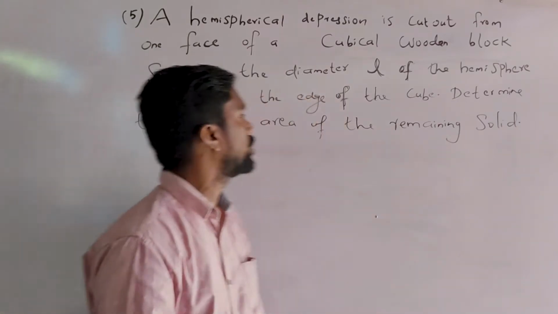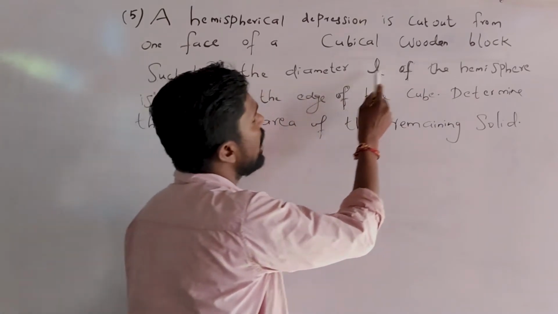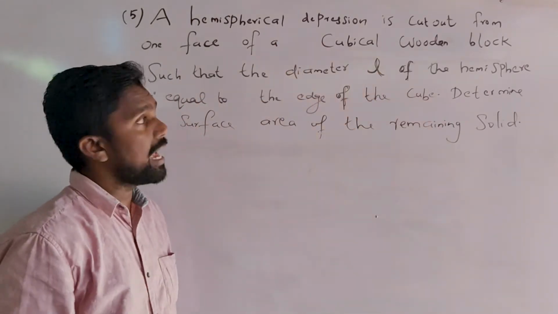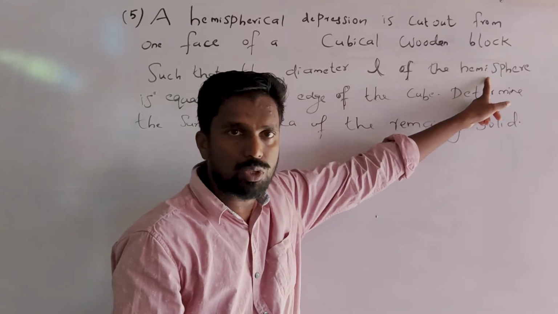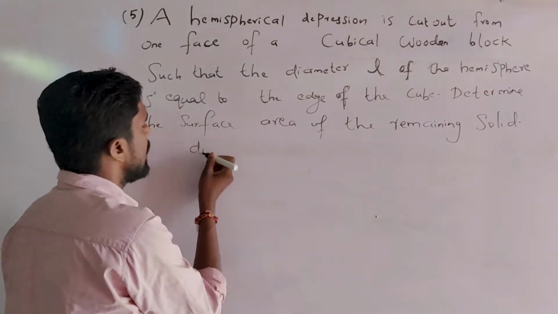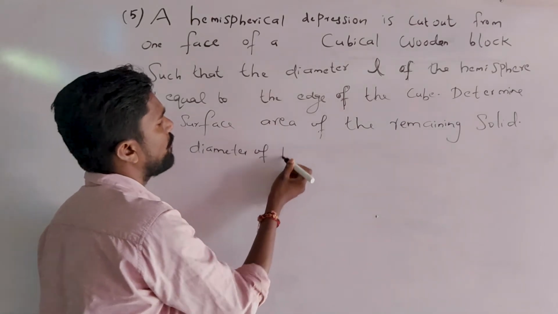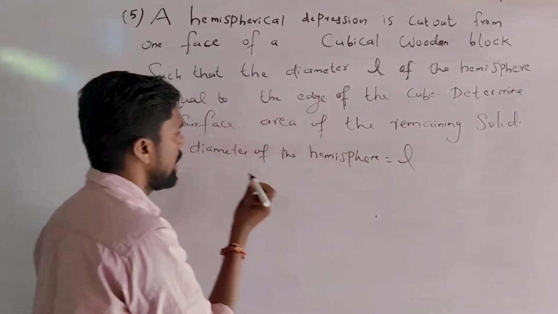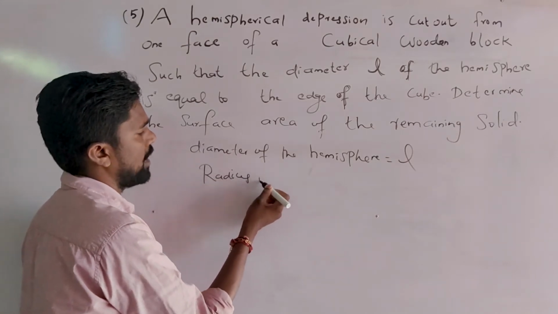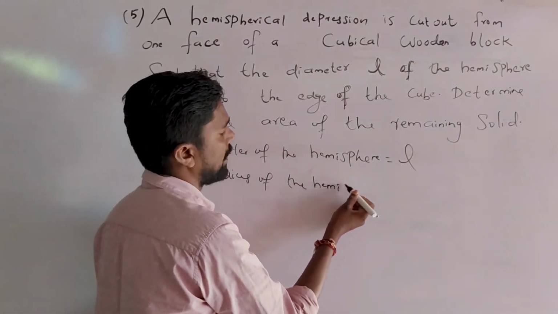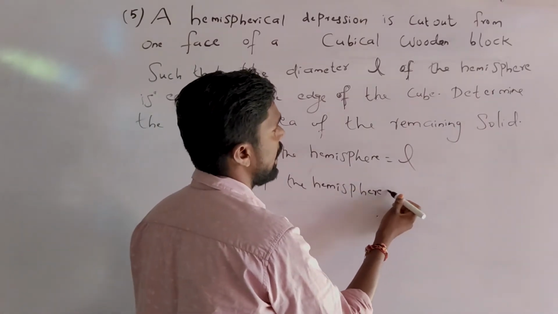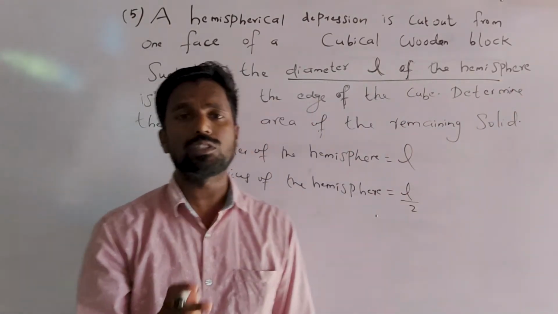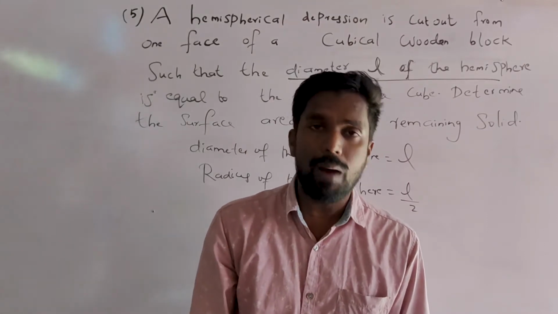Then it is given in the question that the diameter of the hemisphere is equal to the edge of the cube, L. Diameter of the hemisphere is equal to L. Then the radius of the hemisphere is equal to L by 2.